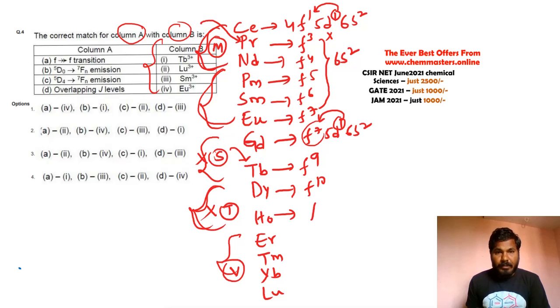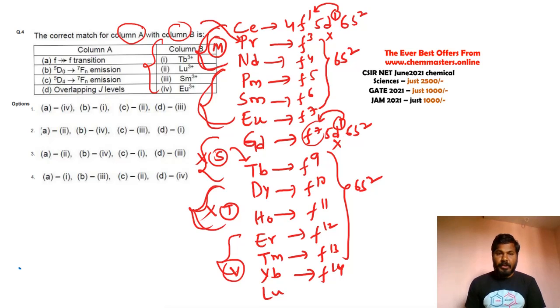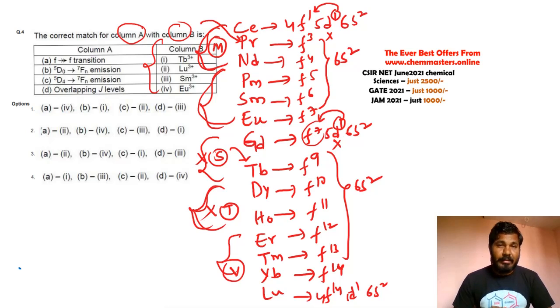For holmium, f11, next f12, then f13. For ytterbium, f14. Up to this, there is no electron in the d orbital, then the next is s, so 6s2. Now in lutetium, once again the next electron moves into d, so d1 and 6s2. So this is the way you can simply remember the lanthanide valency electronic configurations.